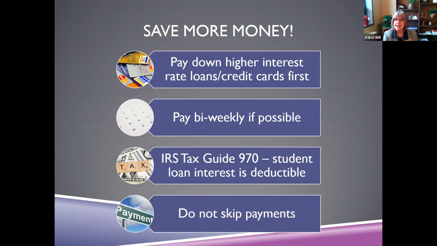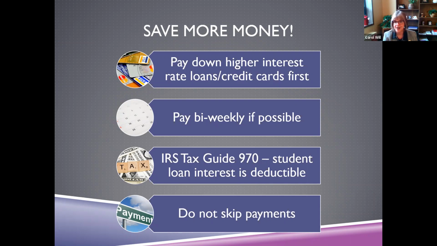To save more money, don't pay extra on your student loan at 6.8% if you have a credit card that's at 19%. Pay down the high interest rates as fast as possible, and then pay extra to your student loans. You may be eligible for a $2,500 tax deduction using a 1098 form.